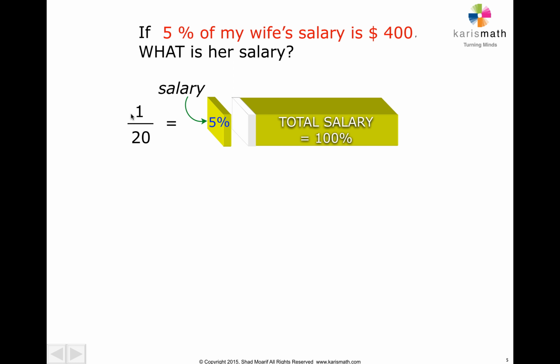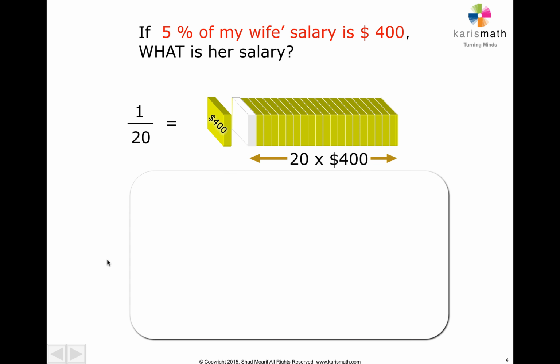So this is 5%, which is 5 out of 100, or 1/20th. That means this is one part out of the 20 parts that you can break this whole salary into. So how much would the whole thing be? You can work it out because each one of these little slabs is 400. But how would you do it mathematically? Of course, you can work this out. 20 times $400 because each one of these slabs is 400. So the answer should come to 8,000.